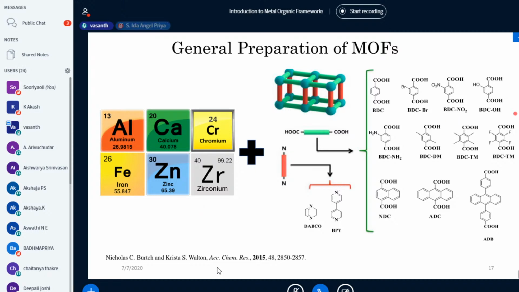You can see these are examples of ligands or linkers which are available, and this is called benzene dicarboxylic acid. Previously, it was named benzene phthalic acid.